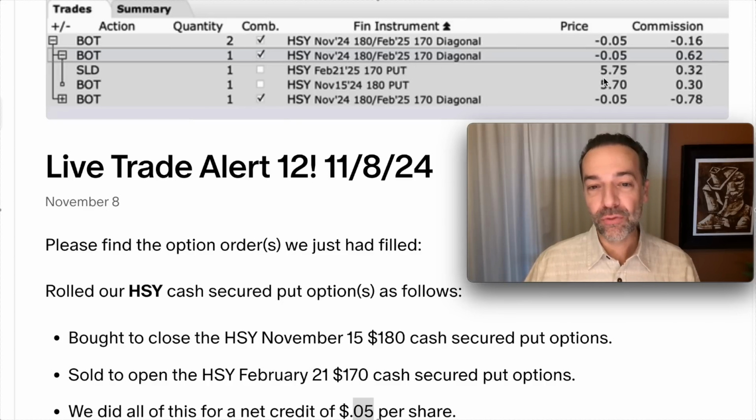One reason was to get a credit there. Notice up top here that it cost me $5.70 to buy that November 180 put option back. And I got just 5 cents per share more than that when I sold the February option, because you see it sold for $5.75 per share. So that's one of the main reasons why I went so far out in time.